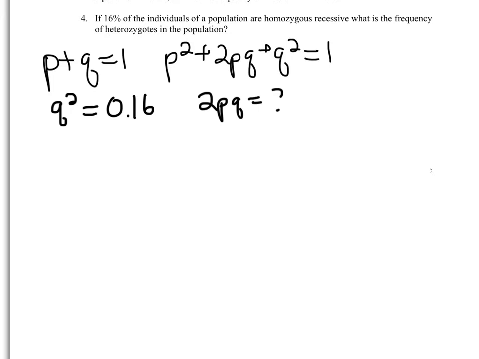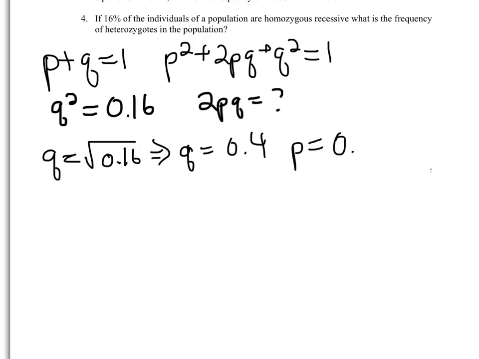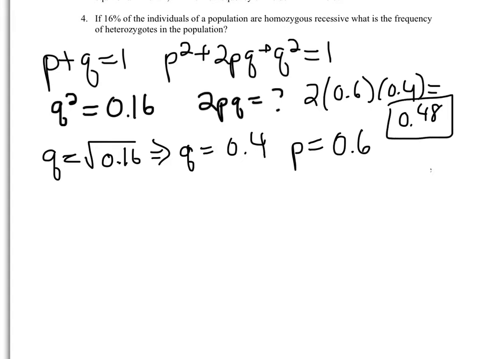So as usual, we're going to solve for q. So we can take the square root of 0.16. That's going to equal, q equals 0.4. And what does that mean? That means p equals the rest of it, so 0.6, because p plus q equals 1. And then we just take those 2 times p times q, and that's going to equal 0.48. So the frequency of heterozygotes in the population is 0.48, or I suppose you could write 48% if you really wanted to. But the frequency is usually represented by the decimals, so 0.48 is the frequency of heterozygotes.